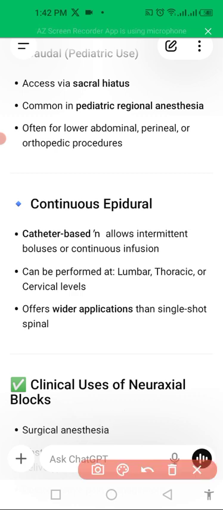And in epidural, we have to give a continuous infusion rate, and we have to give large doses, and it can be placed at lumbar, thoracic and cervical levels. And wider applications are there in single shot or continuous infusion.